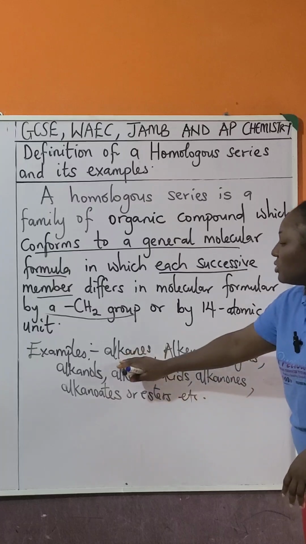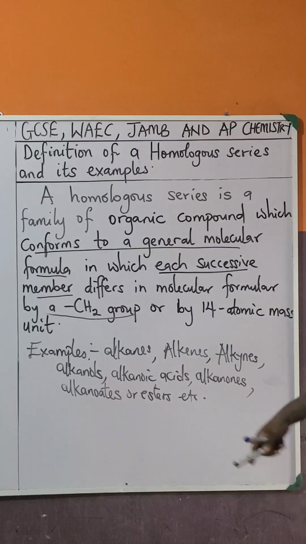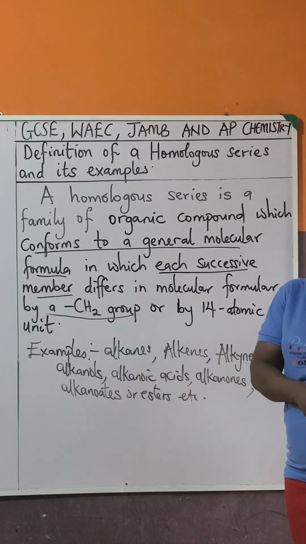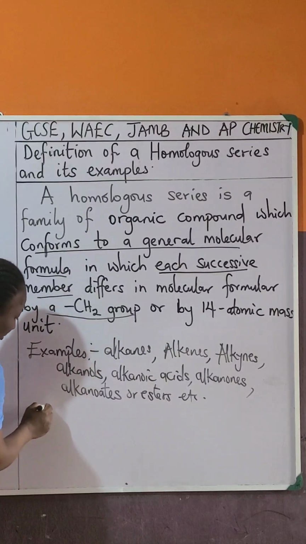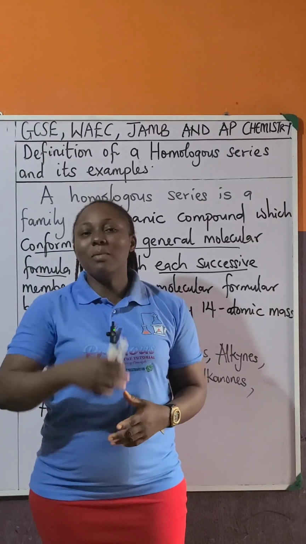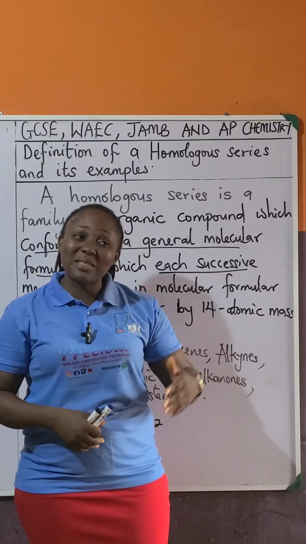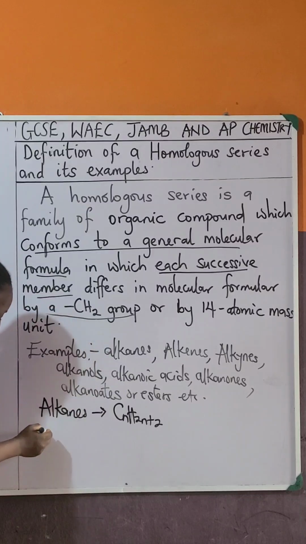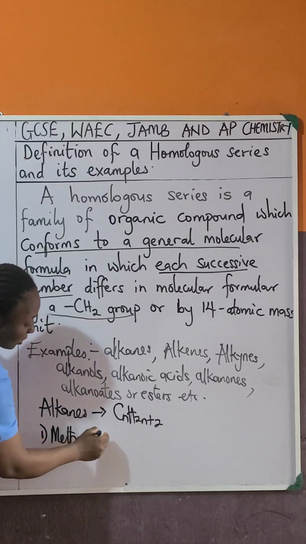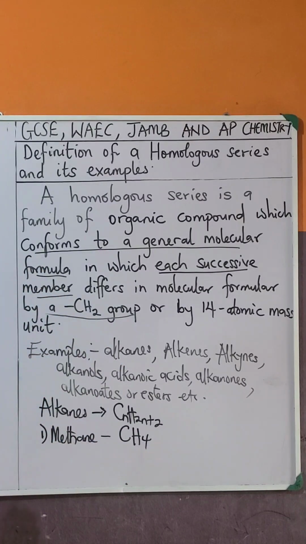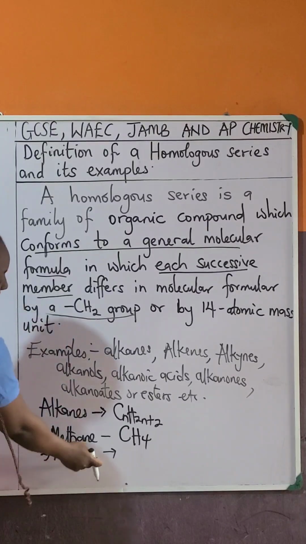So now, for instance, let me use alkanes for an example. The alkanes as a homologous series have their own general molecular formula, which is CnH2n+2. Now let me look at the members of the alkane family so that you see how it is related to the child's story. The first member of the alkane family is methane with the formula CH4. The second member is ethane.